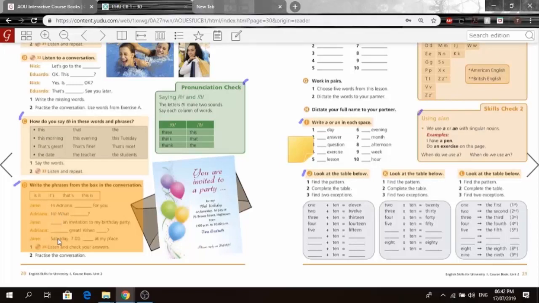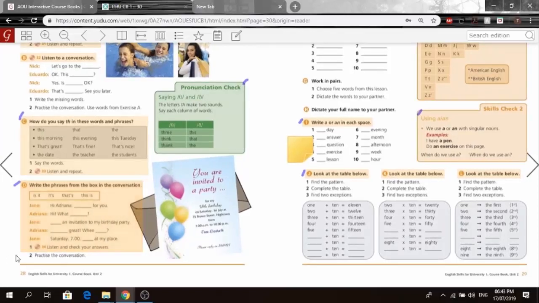Okay? Jane replies, dash an invitation to my birthday party. So now she gives her that information that she needs to know. So it's an invitation to my birthday party. It is, so it's something that I need to tell you, right? So it's an invitation to my birthday party. Okay? And then Adriana replies, dash great. When dash. So she wants to tell her that, oh, this is good, this is great. So that's great. Okay? That's great. When is it? Again, we use the word is it because it's a question mark. Okay? So Jane says Saturday, 7 o'clock, dash at my place. So she also wants to tell her something else, so it's at my place. It's at my place, okay?